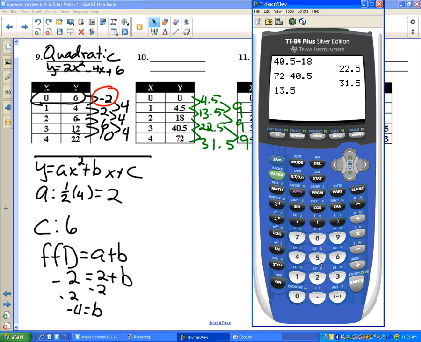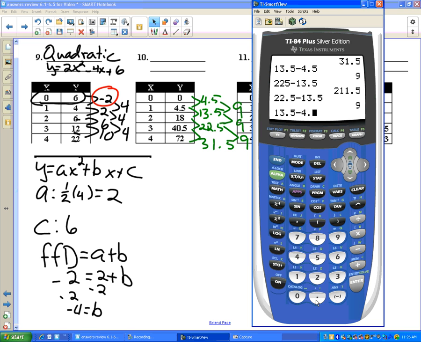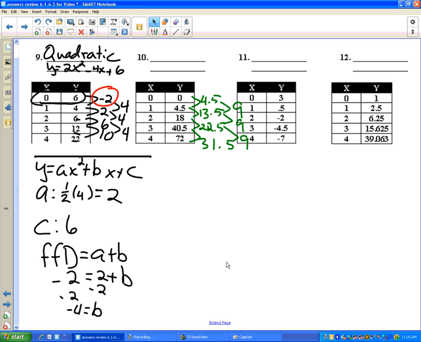13.5 minus 4.5 is 9. 22.5 minus 13.5. Okay, let's try that again. 22.5 minus 13.5 is 9. And then 13.5 minus 4.5 is 9. So my second differences are the same. This has to be quadratic.